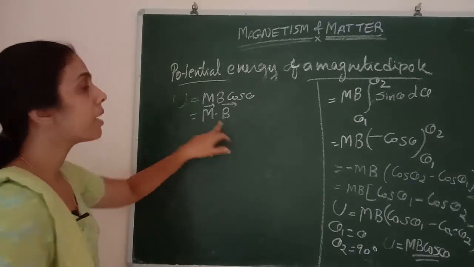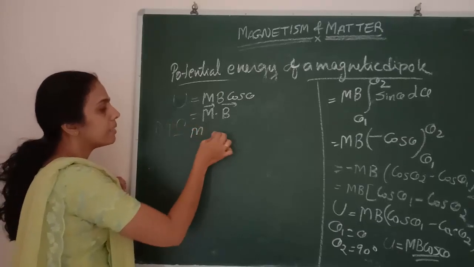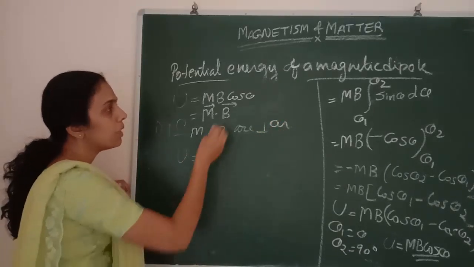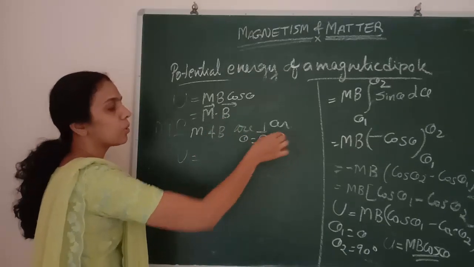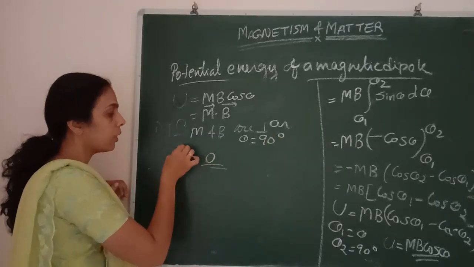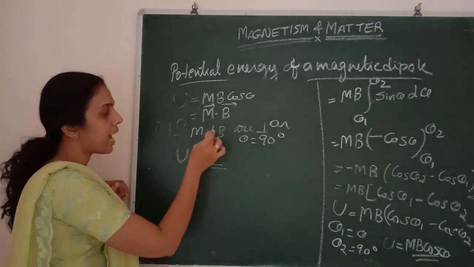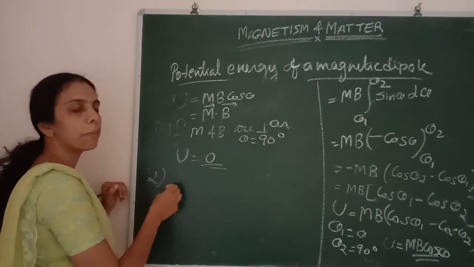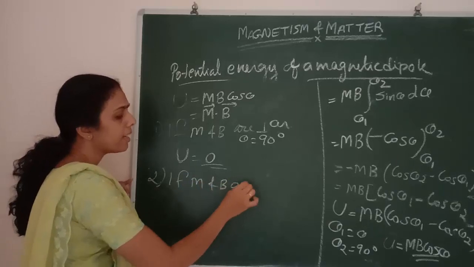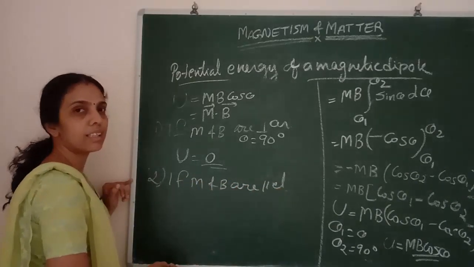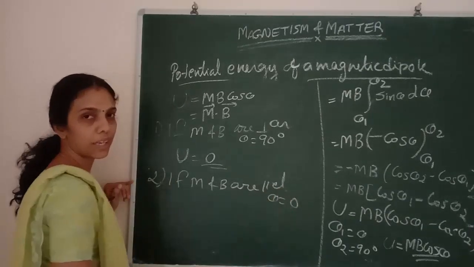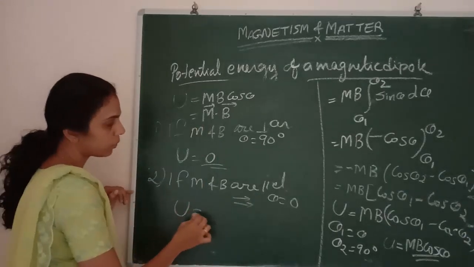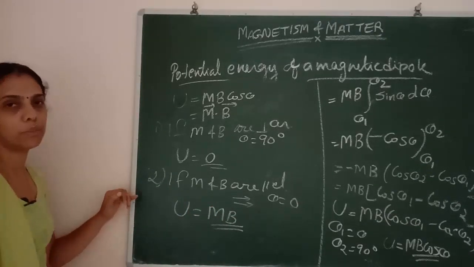If m and B are perpendicular to each other, what will happen? Potential energy U will be equal to, see, perpendicular means θ is equal to 90 degrees. Cos 90 is 0. So potential energy will be 0. If the magnetic dipole moment and magnetic field are perpendicular to each other, then potential energy will be equal to 0. Then if m and B are parallel to each other, θ is equal to 0. M and B are in the same direction, then θ will be equal to 0. Then cos 0 is 1, so U will be equal to mB.